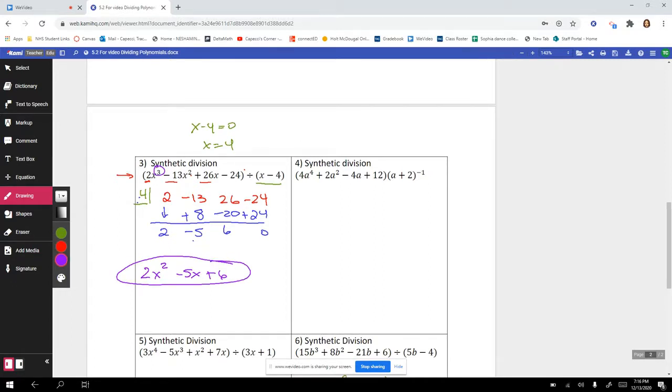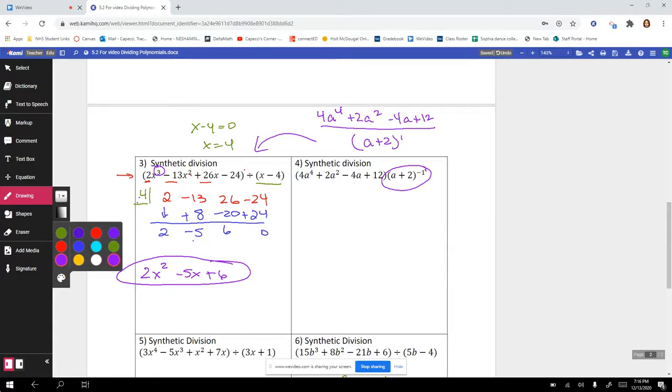Now, in our next problem, we're still going to use synthetic division. The original setup is just a little bit different. So I'm going to rewrite it up here to give you a visual. I have 4a to the fourth plus 2a squared minus 4a plus 12. Now, we need to go to the other side of the dividing line, and then a plus 2 becomes a positive 1. So it really is the same type of setup we have for number 3. It's just that the original form is written slightly differently.